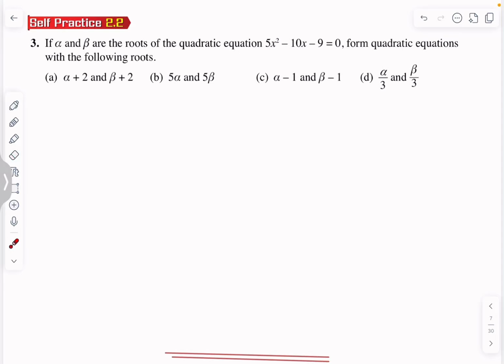Question 3. If alpha and beta are the roots of this quadratic equation, form quadratic equations with the following roots. Okay. So to solve this, we have to split this into two parts.